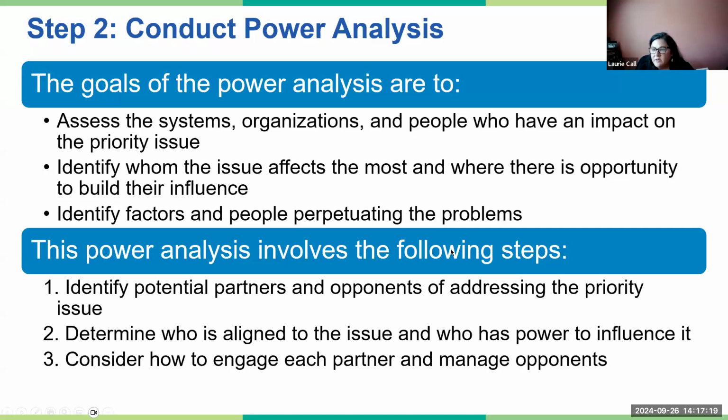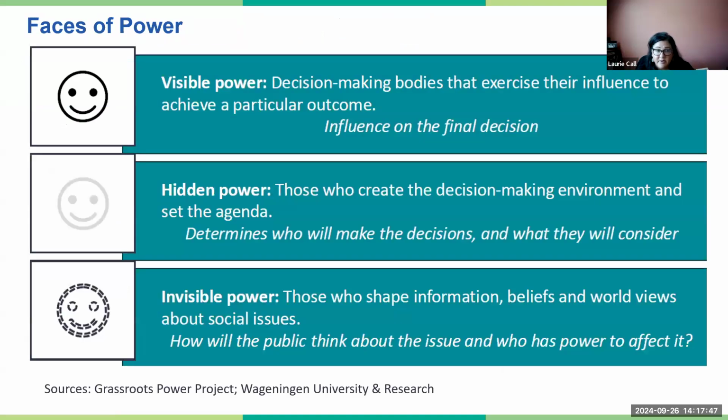So the goals of the power analysis are to assess who those folks are that could have an impact on the priority issue, identify who the issue affects the most and where the opportunity is to build their influence, and identify factors and people who are perpetuating the problems related to this particular issue. So we're going to identify who the folks are, determine who's aligned or who has power to influence it, and consider how to engage them. Those are the steps in this power analysis.